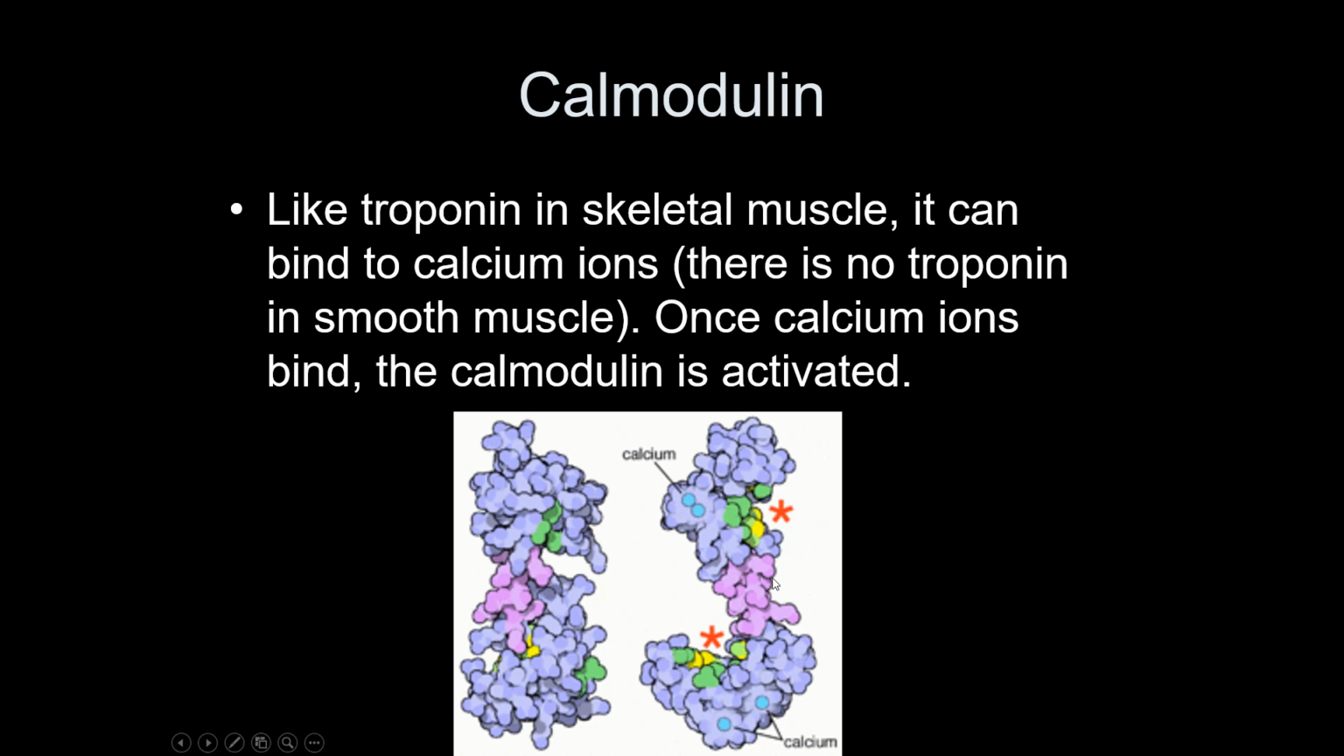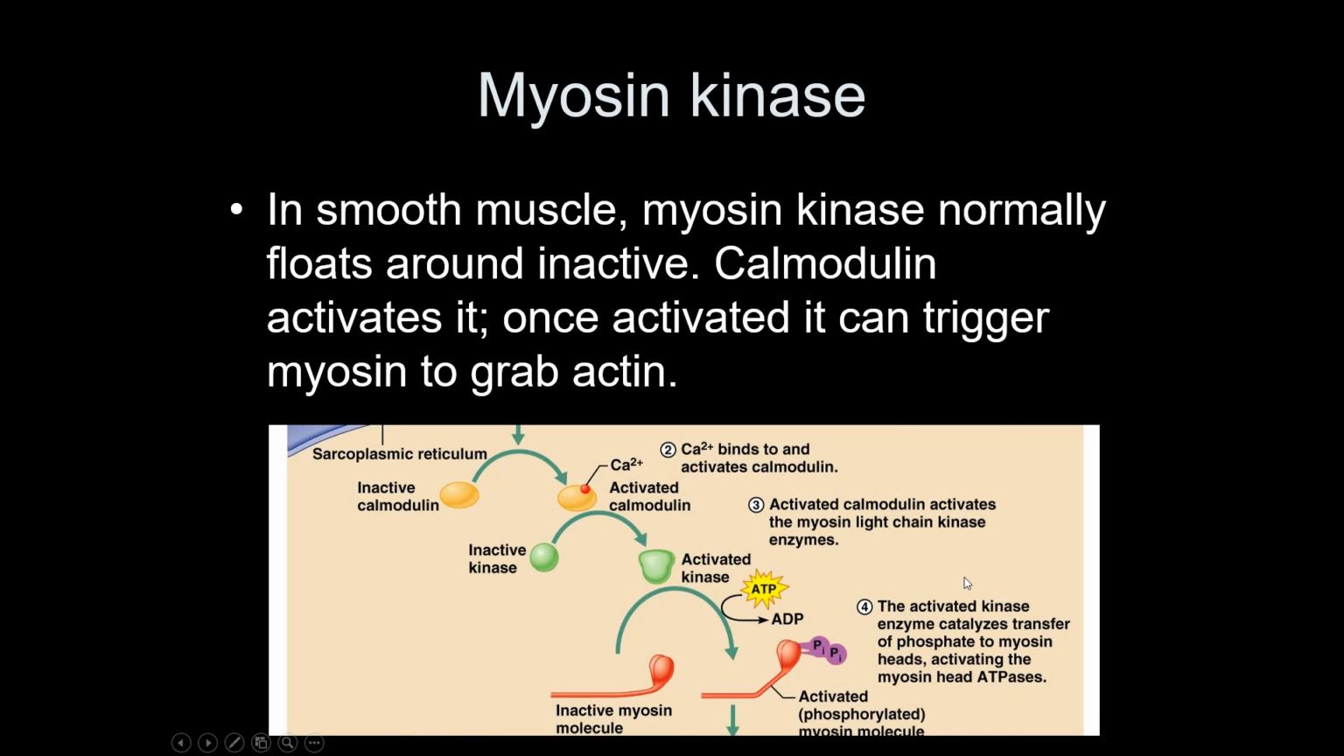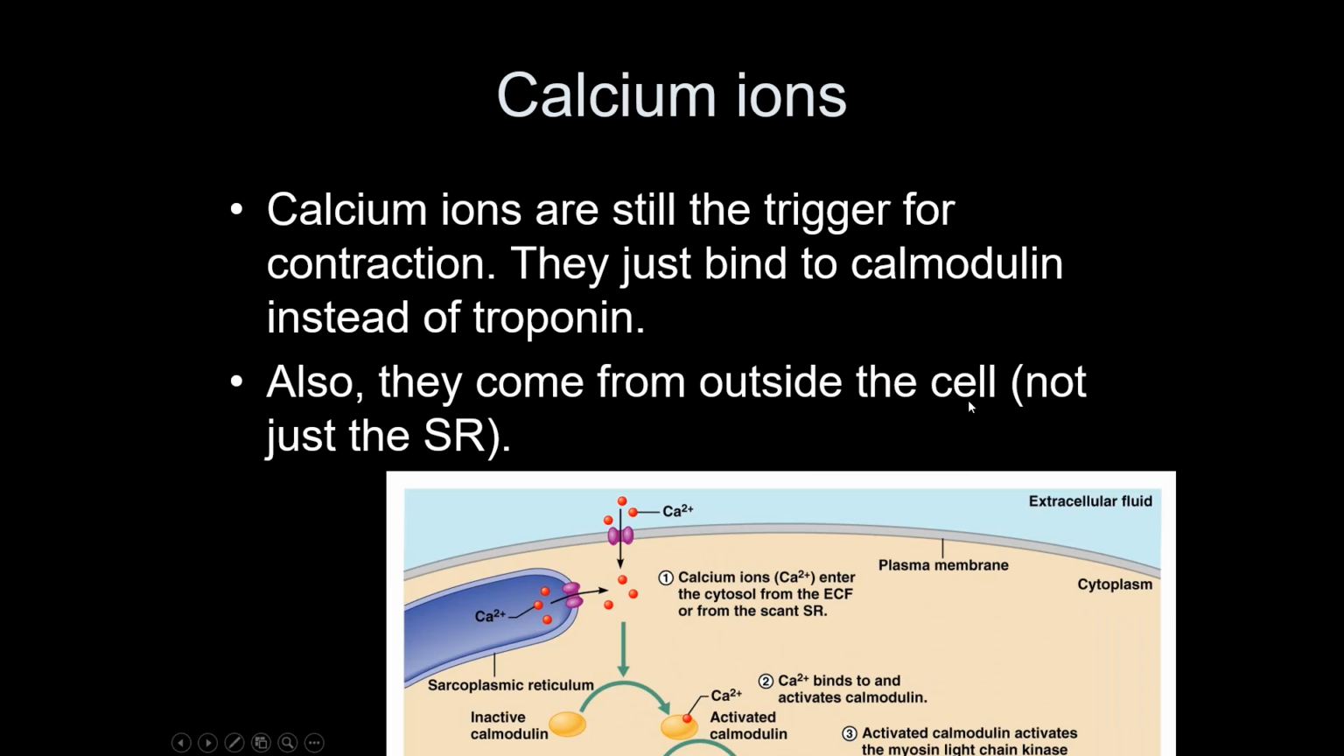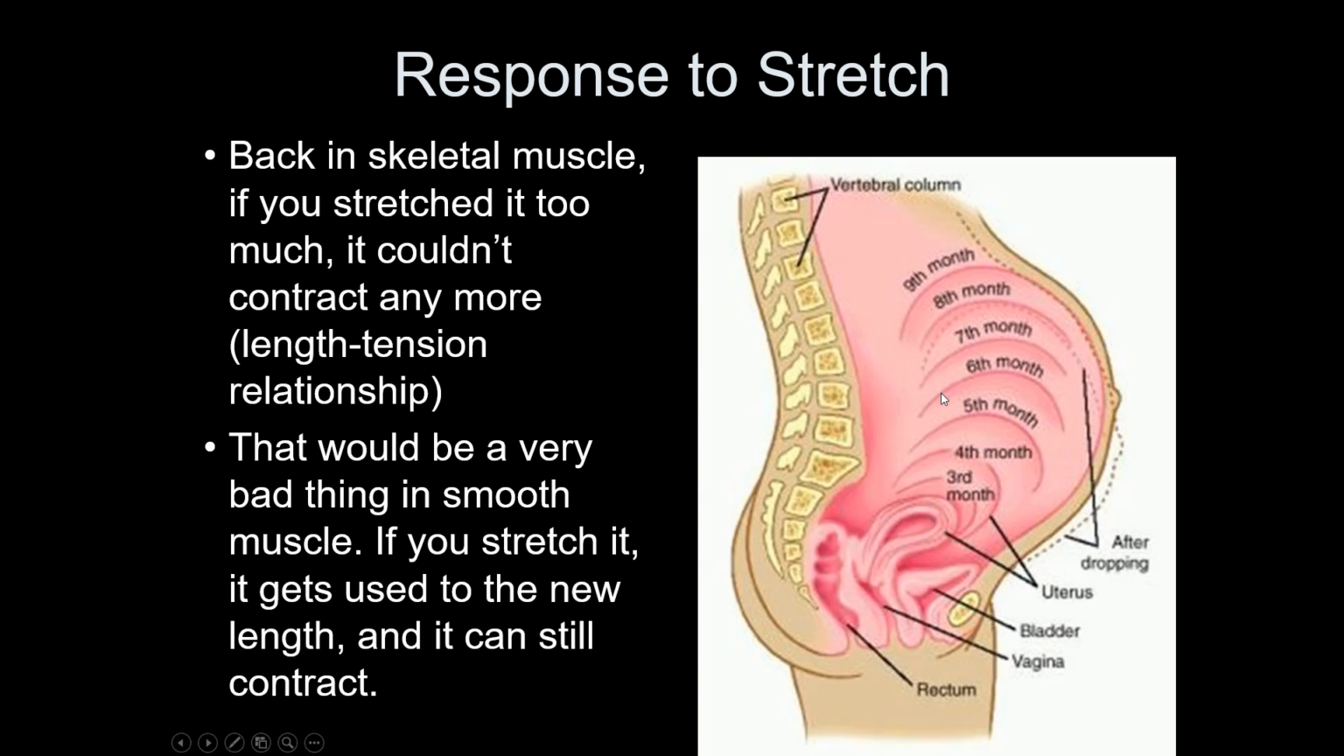So calmodulin is what the calcium is going to bind to. Once calmodulin is activated, it's going to activate kinase. Kinase is what's going to actually activate the myosin head so that we can form the cross bridge, and then calcium is still that final trigger.